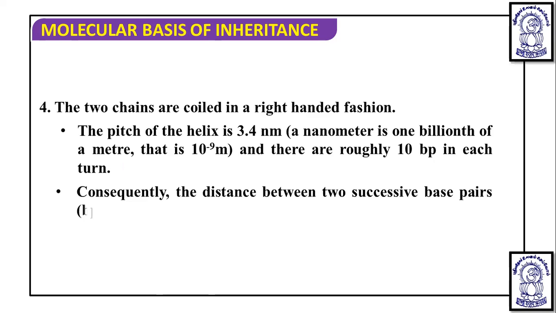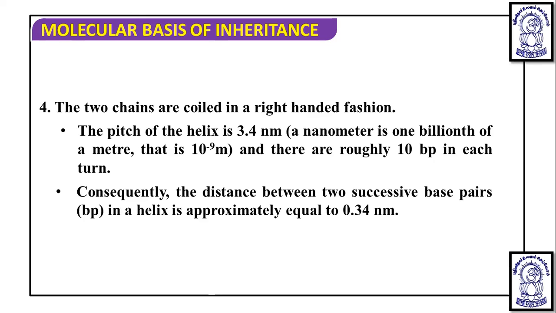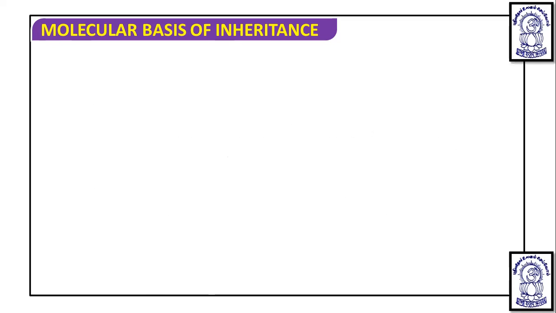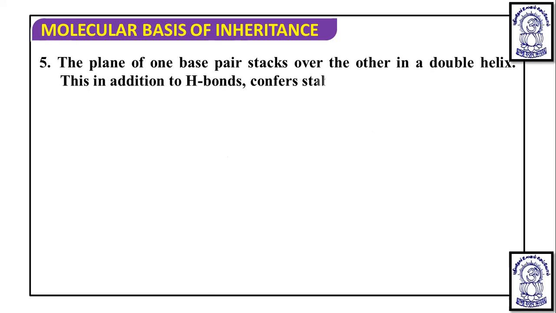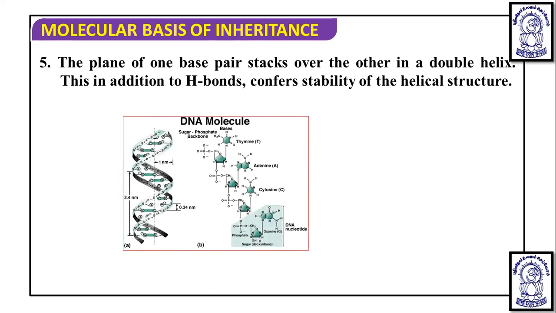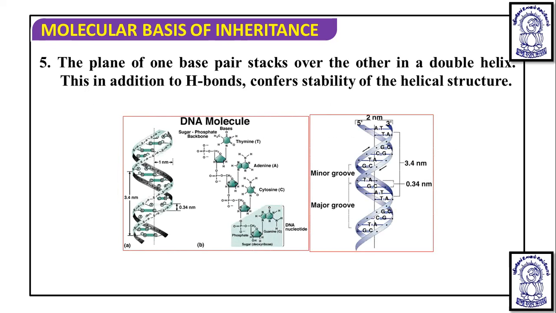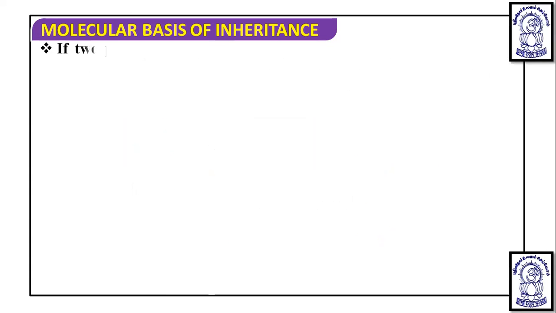Consequently, the distance between two successive base pairs in the helix is approximately 0.34 nanometer or 3.4 Angstrom. That is the distance between two base pairs. And the plane of one base pair stacks over the other in the double helix. This stacking, in addition to hydrogen bonds, confers stability to the helical structure. So this helps to give a whole stable structure of DNA.